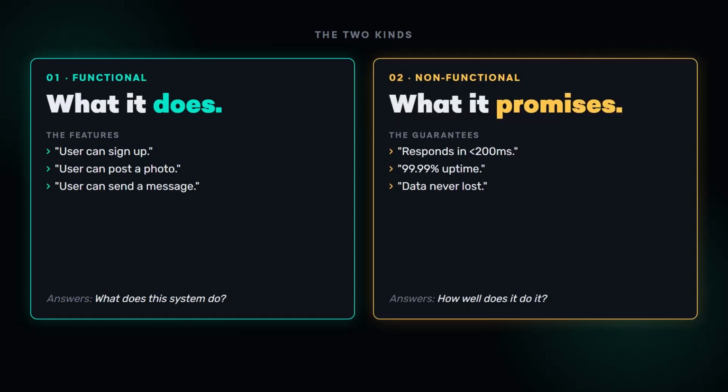The second kind is non-functional. These are the things the system guarantees, the promises. The app responds in under 200 milliseconds. The app is available 99.99% of the time. Your data is never lost. Take these away, the app technically still works, but nobody can use it. Non-functional requirements answer: how well does the system do what it does?